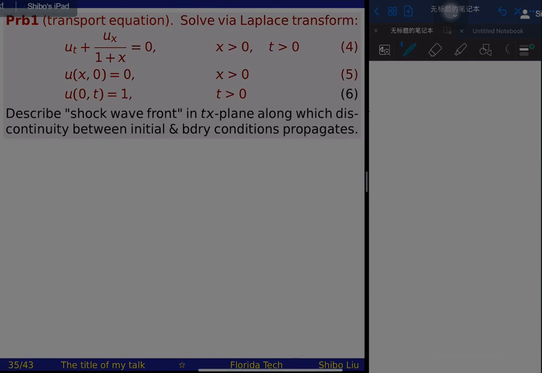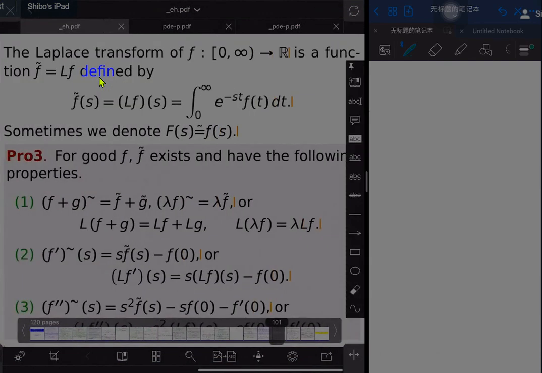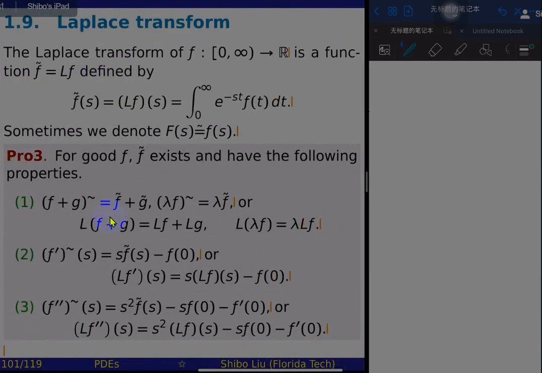Now, to apply the Laplace transform, we have two variables, x and t. We need to determine which variable we choose to apply the transform. Because when t equals 0, u(x,0) is 0, we should apply the Laplace transform with respect to t. The reason is the property of Laplace transform.